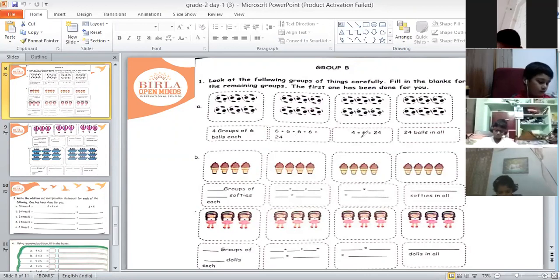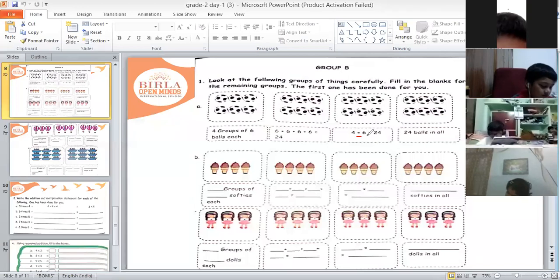Then what will we do? How many groups are there? There are 4 groups. So we will write here 4, or you can say that we are repeating this number 6 how many times? 4 times. So we will write here 4. After that, we will put the multiply sign. And then we will write here 6. Why are we writing 6? Because we are repeating number 6 again and again. So this is 4 multiply 6 equal to 24, as we counted that there are 24 footballs altogether.